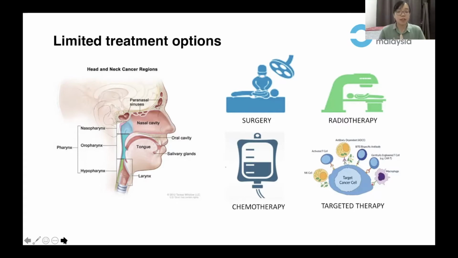I've told you that head and neck cancer really is a major problem in Malaysia as well as Asian communities.